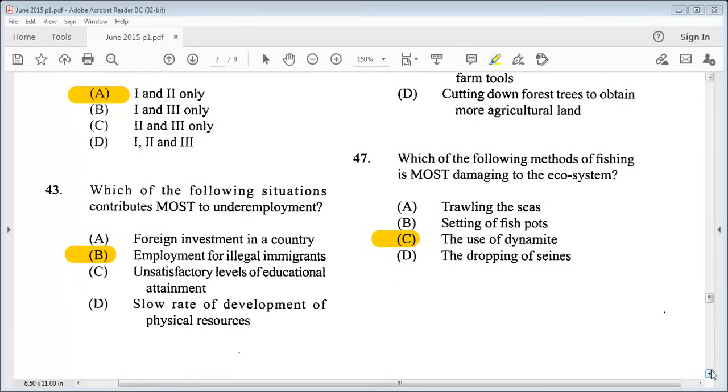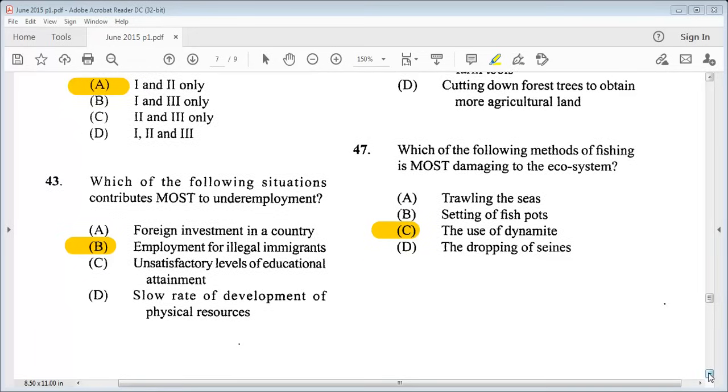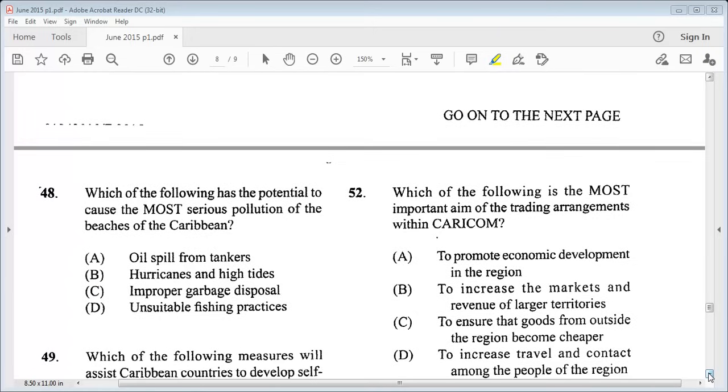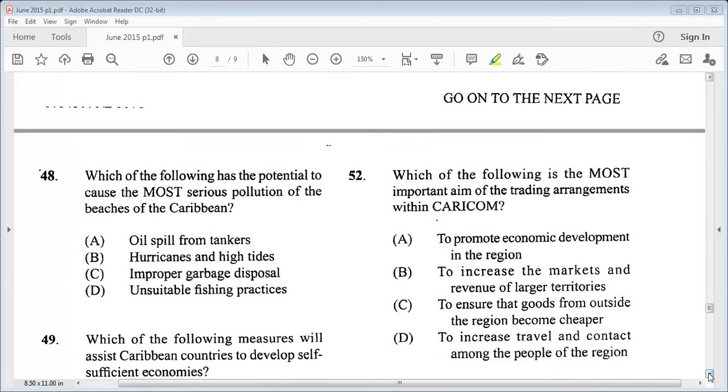And we explained what signs are in one of our previous videos, so make sure you check out those other videos that we posted. 48 says, which of the following has the potential to cause the most serious pollution of the beaches of the Caribbean? This is another one that is quite arguable. B and D would be out. We're left with A and C. Persons would readily say A, but on a worldwide basis, we're going to go with C, improper garbage disposal.